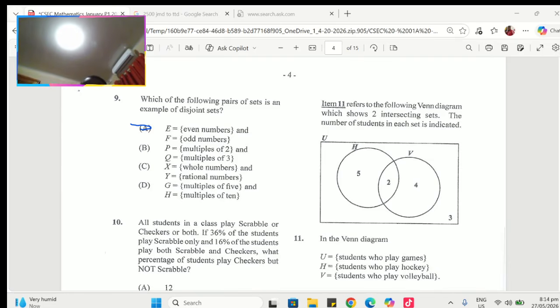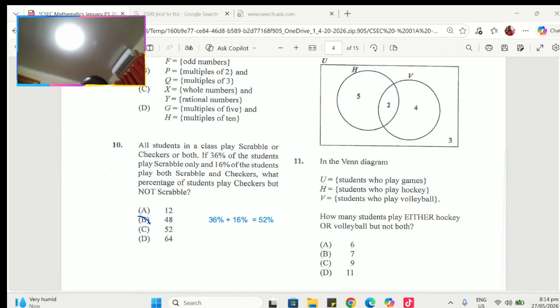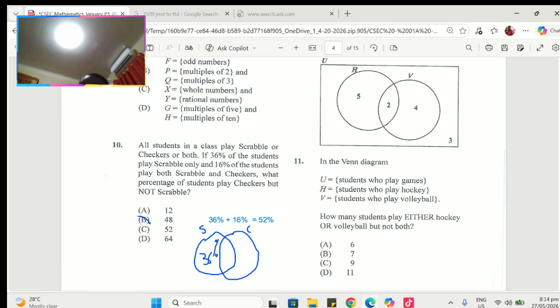How did I get 48? So I'm going to draw this set, right? I'm not an art teacher. They say all the students in a class play Scrabble or checkers or both. If 36% of the students play Scrabble only, so let this be Scrabble, let this be checkers. They say 36% play Scrabble only, so that is this amount here. Then they say 16% of students play both Scrabble and checkers. That will be the intersecting area, right?